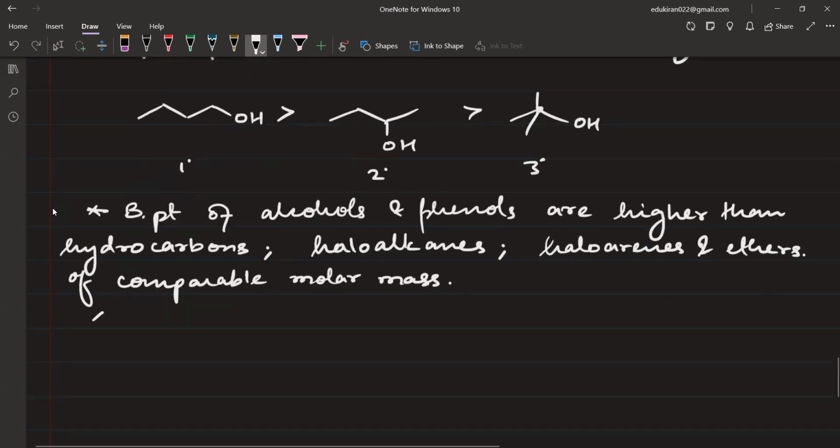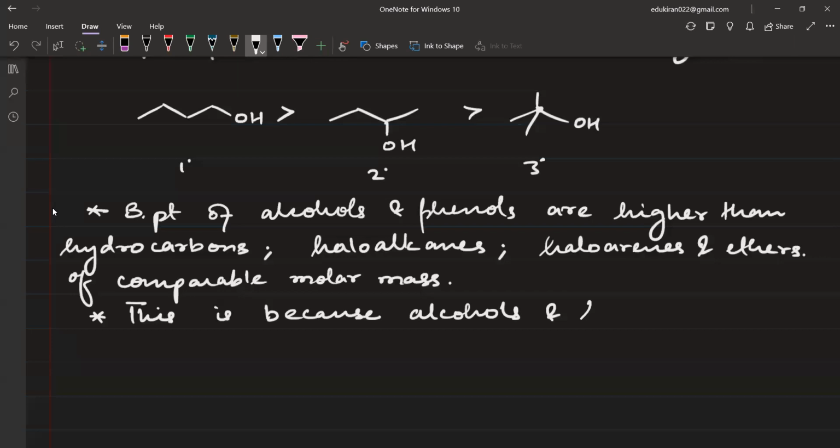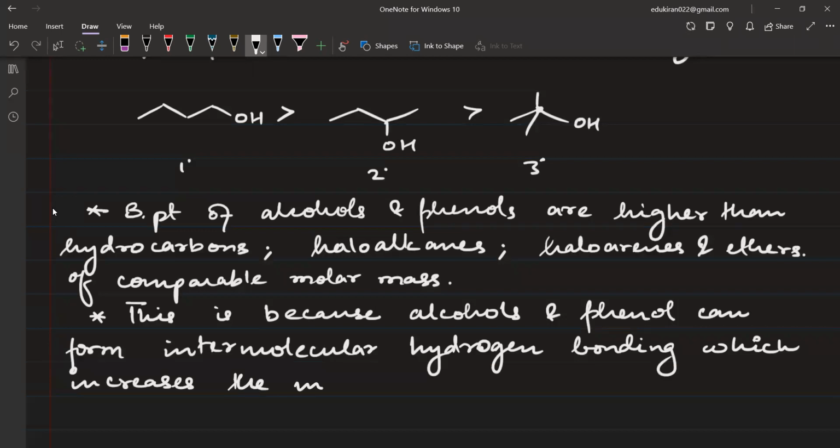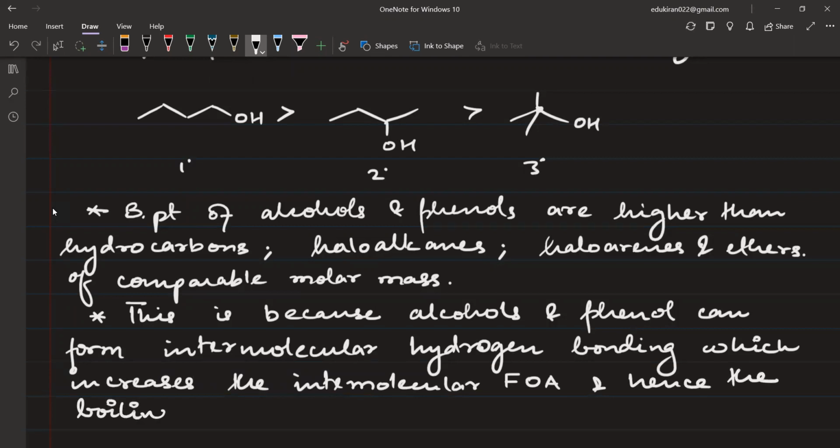Why is this? We'll write the next point. The reason this is so is because alcohols and phenols can form intermolecular hydrogen bonding, which increases the intermolecular force of attraction and hence the boiling point.